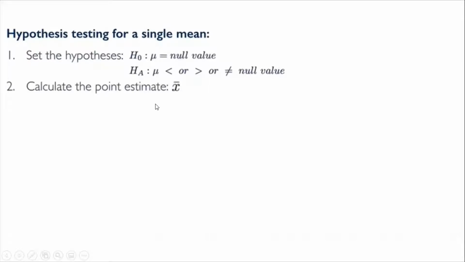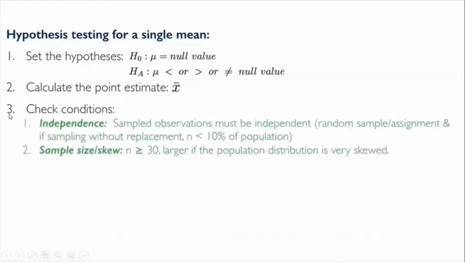And then afterwards, we calculate the point estimate. This point estimate is always given by the descriptive statistics. You do not need to calculate it specifically in this inferential statistics. And then we check conditions, whether we can use hypothesis testing, because it is based on the central limit theorem. So we check conditions for the central limit theorem, and we repeat this again and again: the independence assumption and the sample size assumption.